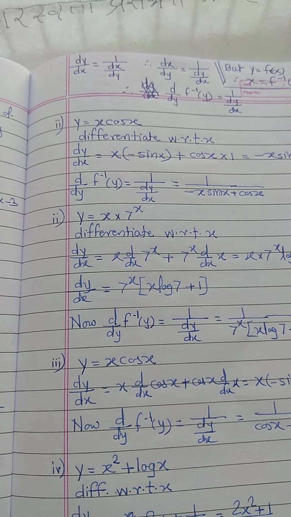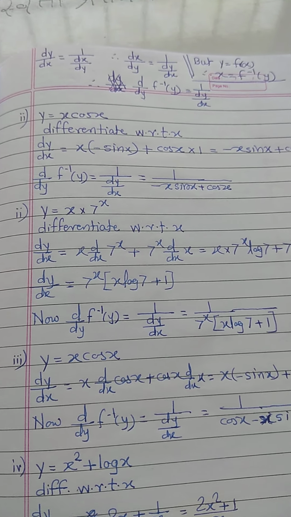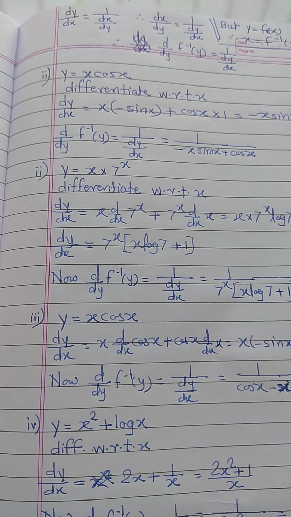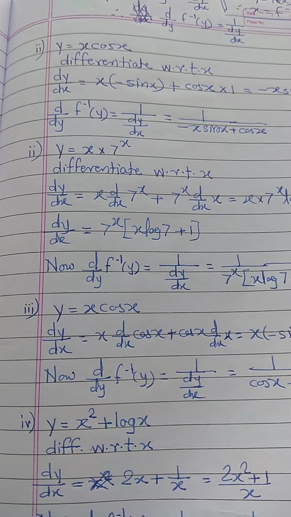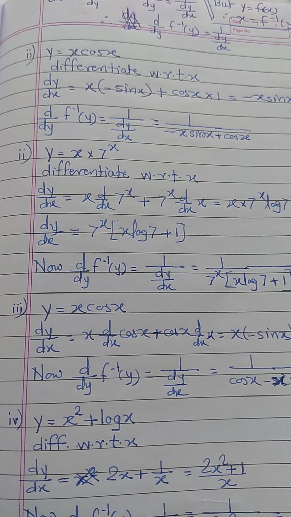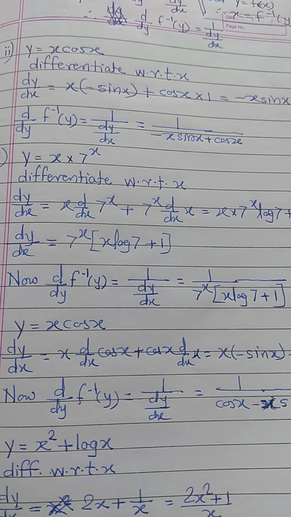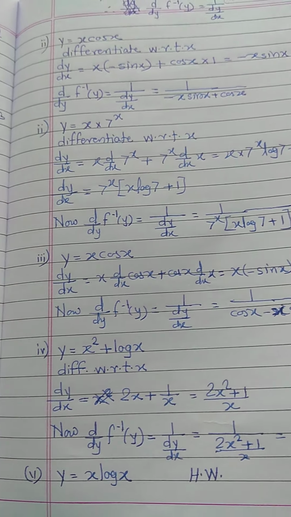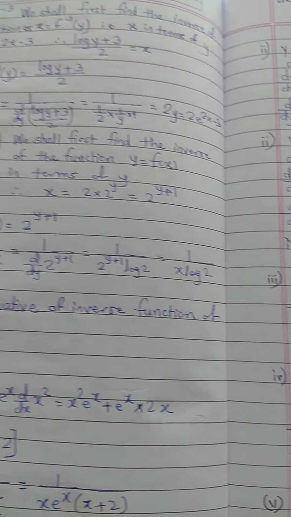All the problems are similar. That is, derivative of the inverse function is always equal to 1 upon dy by dx. Each time you have to differentiate with respect to x, we will get dy by dx, and then we will say that derivative of the inverse function is 1 upon dy by dx. This is the calculation.